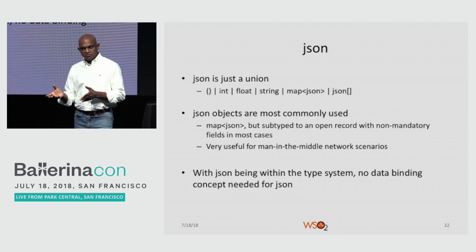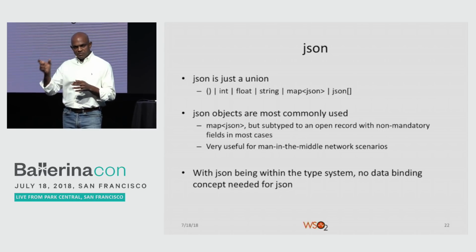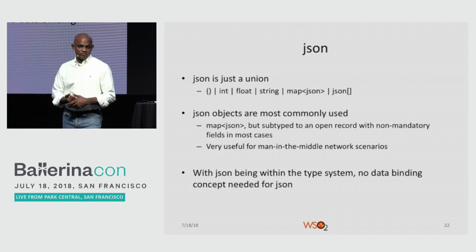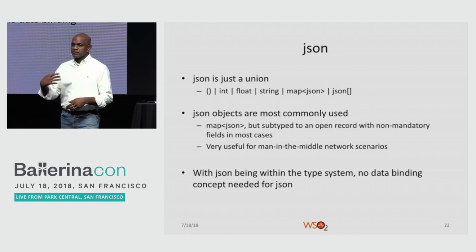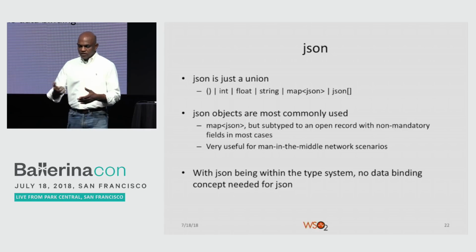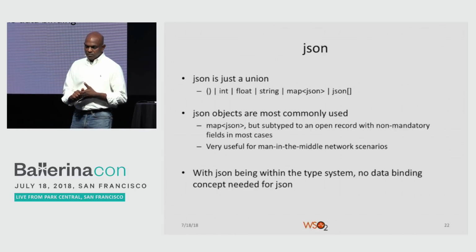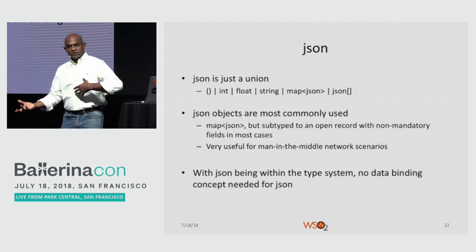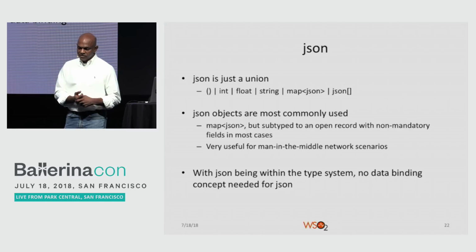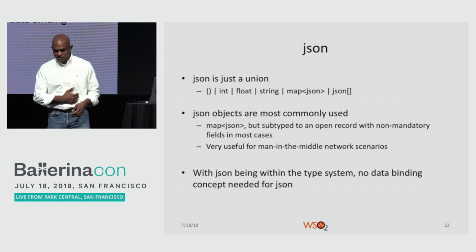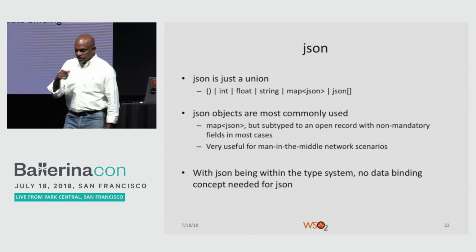JSON objects, which is what most people think of as JSON, as curly brace something, that is just a map of JSON values. But it turns out JSON is more than that. If you send the number 10, that is actually a JSON value. Because maps are mapping types that can be open records with optional fields and so forth, you can do lots of interesting stuff with JSON now in Ballerina that you cannot do in most other languages.